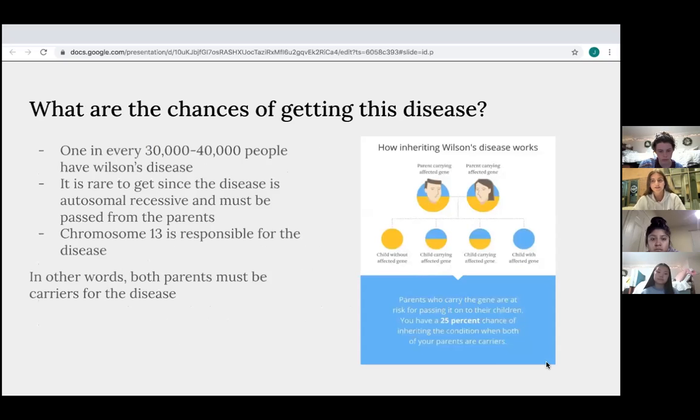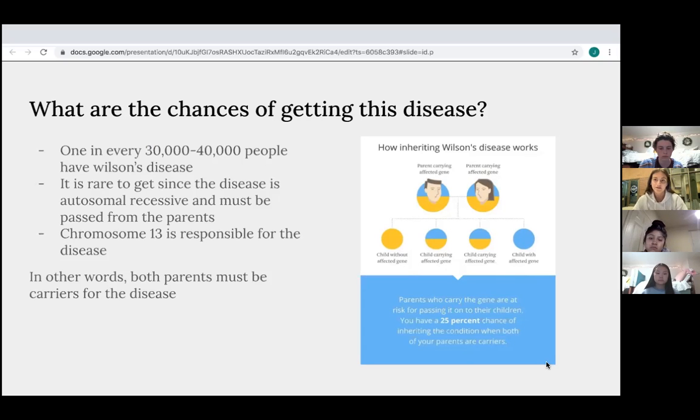And the chances of getting this disease, like I said earlier, are a little bit more rare just because it is genetic and you have to have two carrier parents in order to have a chance of getting this disease. As you can see in the picture on the right, you have two carrier parents. You have a 25% chance of getting a normal child, 25% chance of getting an affected child, and a 50% chance of getting a carrier child.